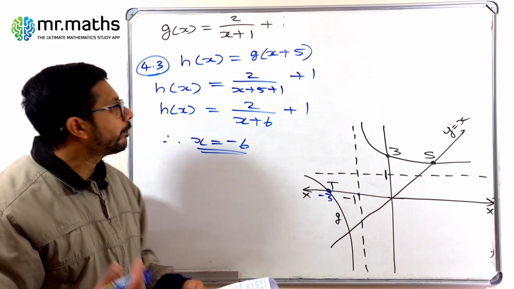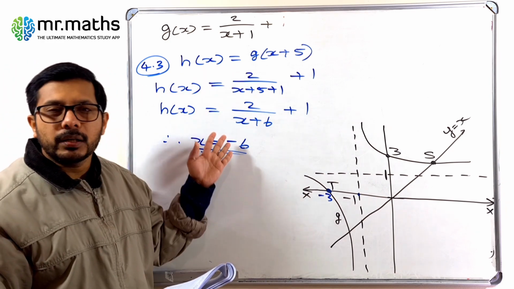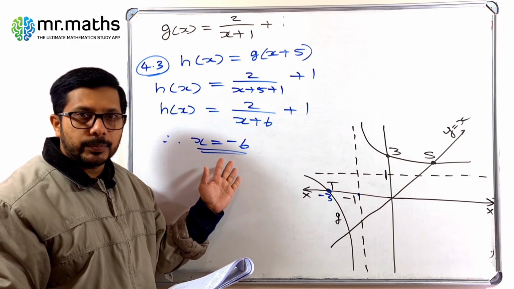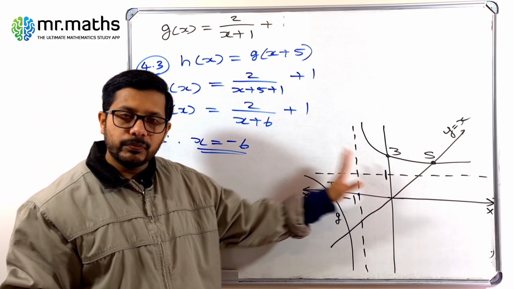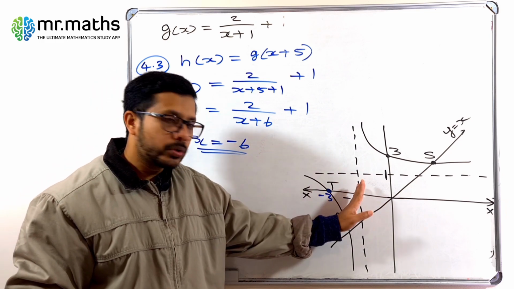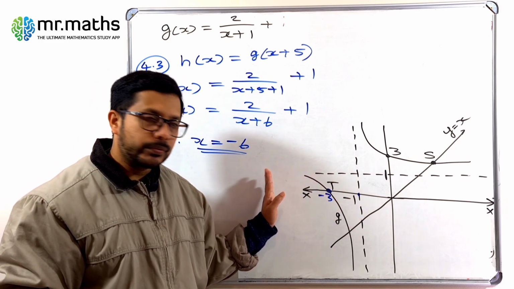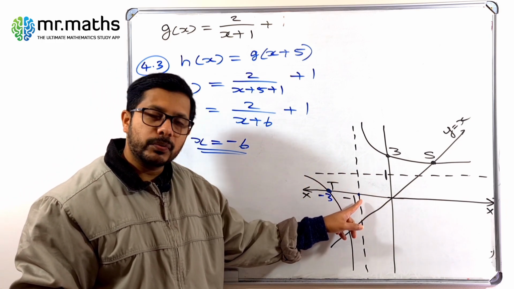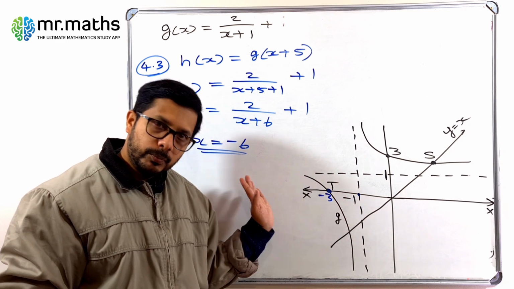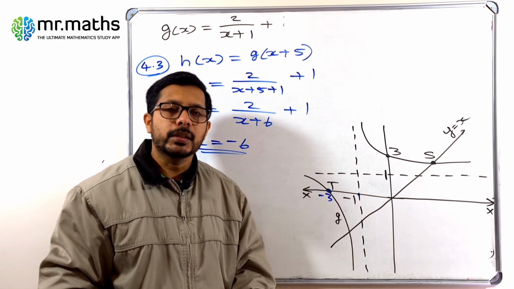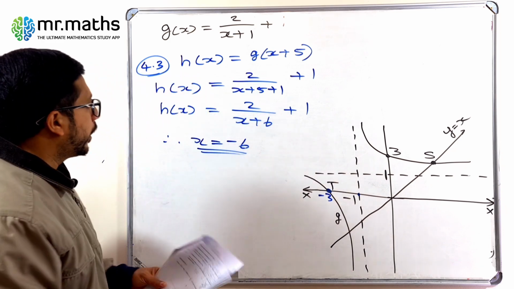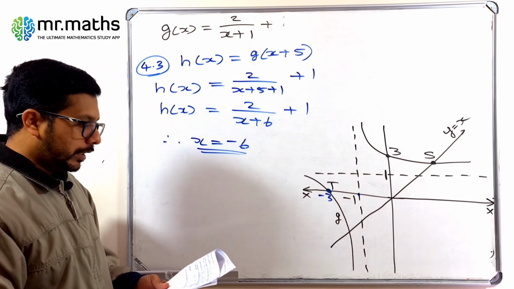So this is how we can find using the formula method, or manually you can think, only 1 mark. Shifting 5 units to the left means the asymptote also shifted 5 units to the left. So now the asymptote is minus 1. Minus 1, 5 units to the left, that means minus 1 minus 5, that is minus 6. Anyway, x is equal to minus 6, that is the answer.